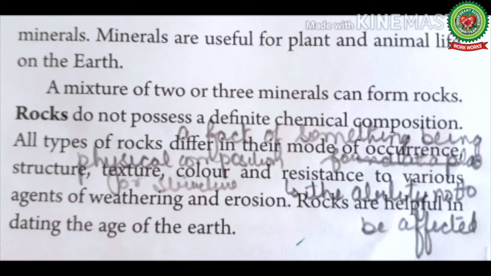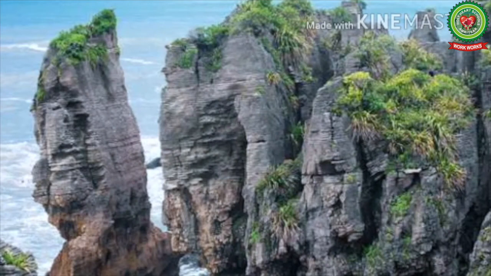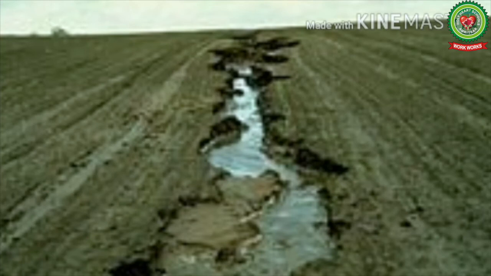Structure, texture. Texture means the physical composition of a rock. Color and resistance. Resistance means the ability not to be affected by various agents of weathering. Weathering means disintegration of rocks. And erosion. Erosion means removal of the top layer of soil by wind and water. So here we can say that different rocks have different physical and chemical compositions.